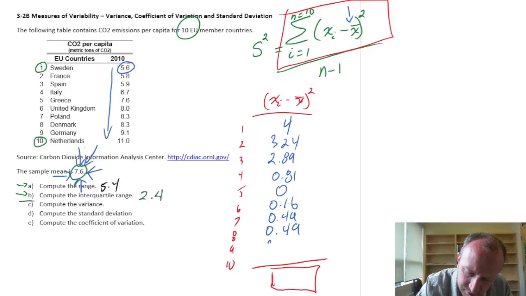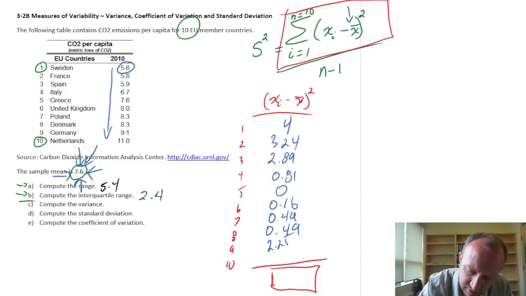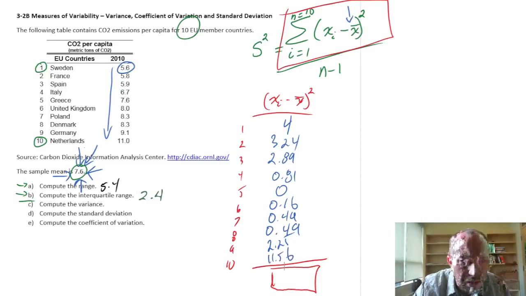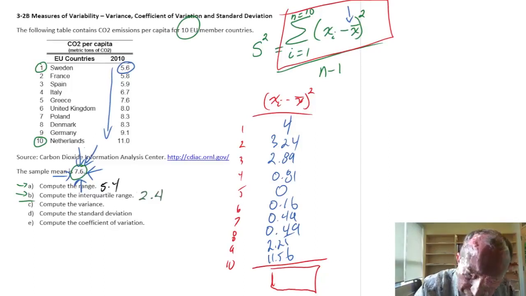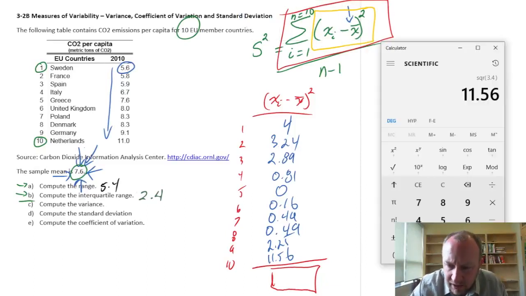Two and a quarter. And finally, Greece, or Netherlands, 11 minus 7.6, 11.56. Okay, so what we've got here now are all of these squared differences. So we've calculated what's in the yellow rectangle. Now we're going to add all of those together, and that will give us our numerator.